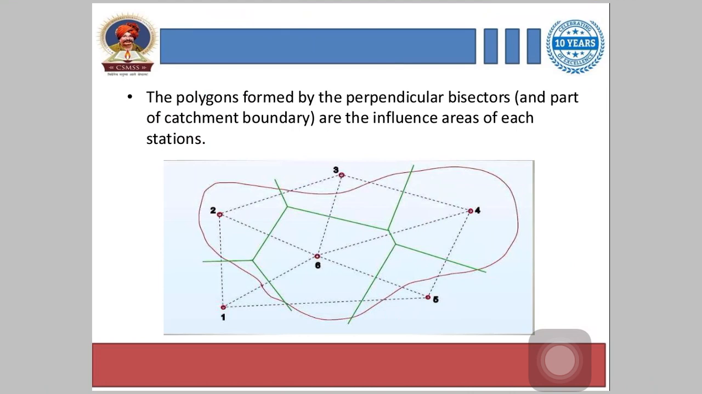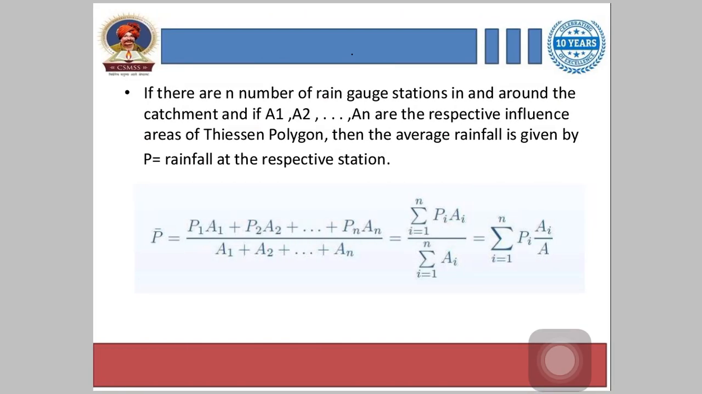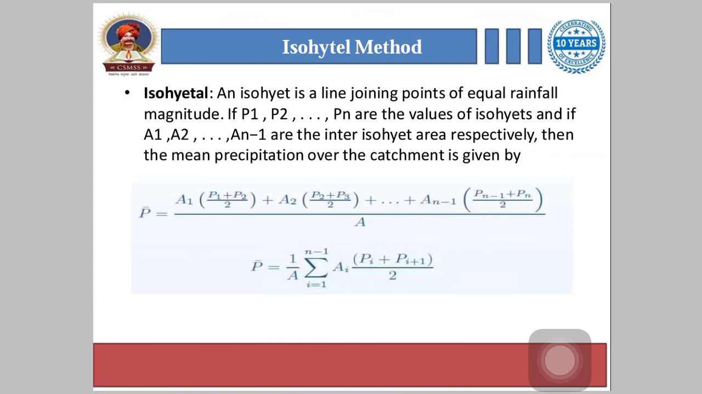And then we have to find the area of each polygon as shown in the figure. After that, if P is the mean rainfall on the basis of the area of the basin, it is given by P is equal to P1 A1 plus P2 A2 plus Pn An divided by the summation of all the areas of the respective polygons.